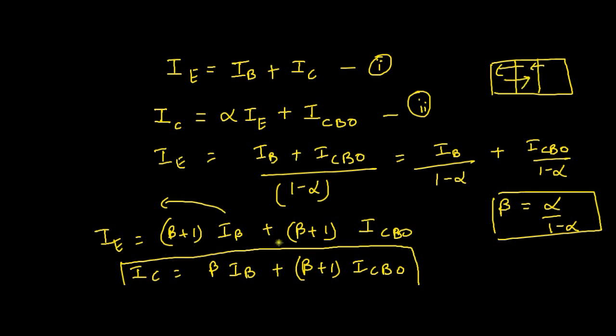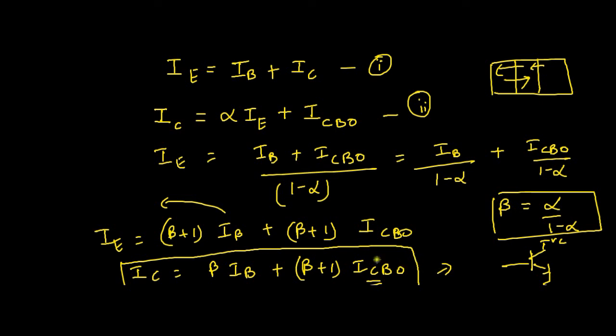However, you can remember that the collector current which we measure is not only beta times IB, it also has this ICBO component. It largely depends upon temperature, this part. So IC also depends upon temperature for this BJT. Okay, so that's all for this video.